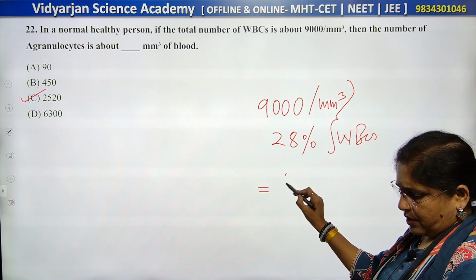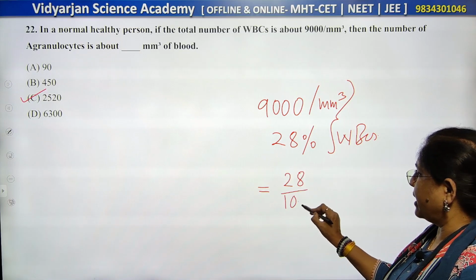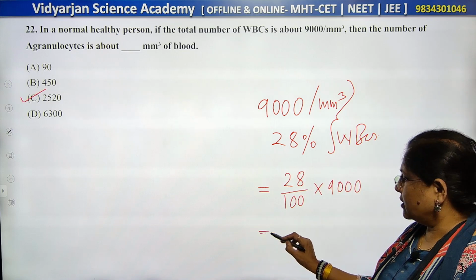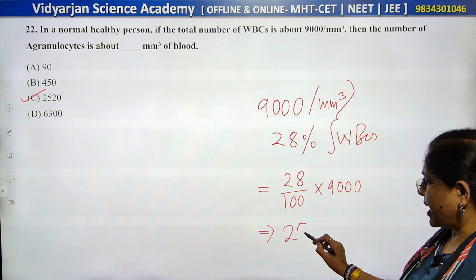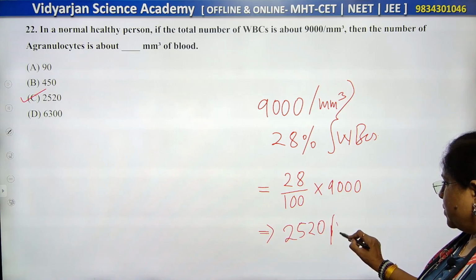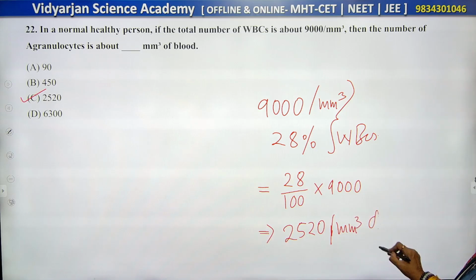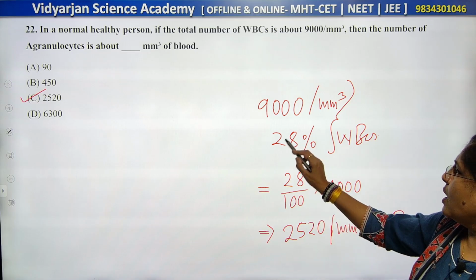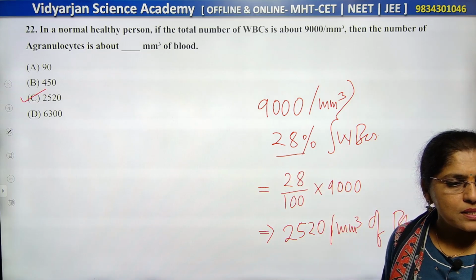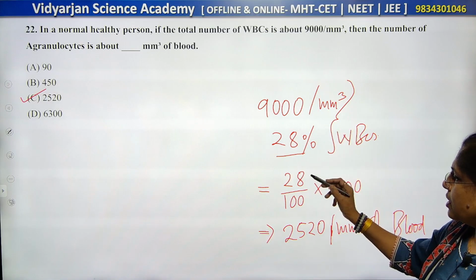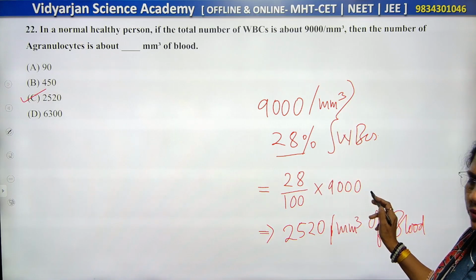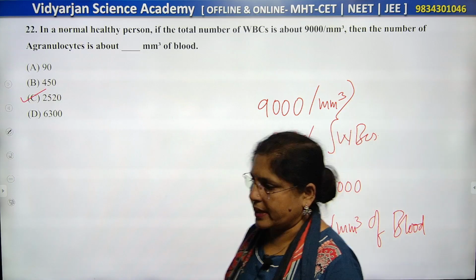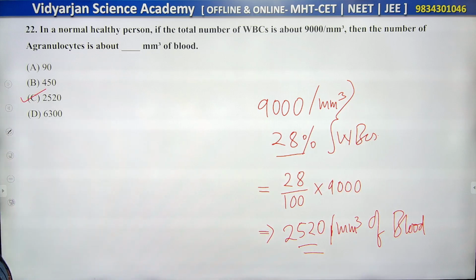This will be 28 divided by 100 into 9,000. Okay, so you are having the idea, that's 2520 cubic mm of the blood. This will be your correct answer. For this purpose, you should know how much will be the percentage of WBCs, okay, and count. So percentage and into this count here, it will give you the total number of what here? Agranulocytes. Please note down this calculation.